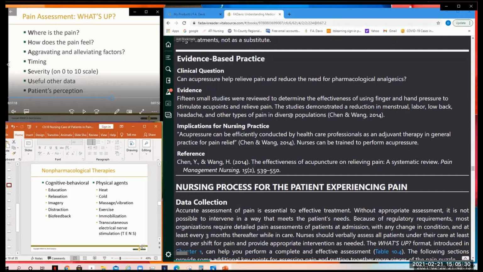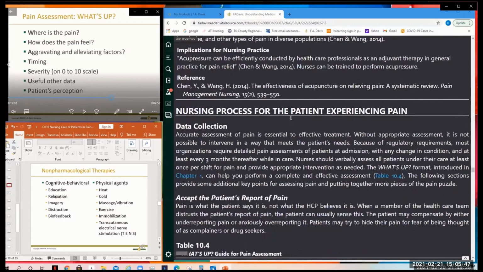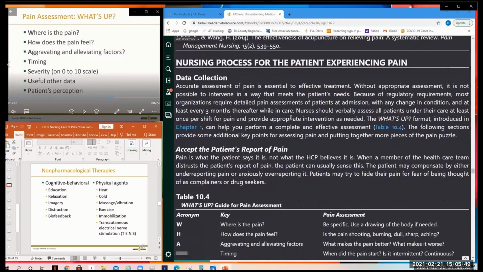Acupressure can be efficiently conducted by healthcare professionals as an adjuvant therapy in general practice for pain relief. Nurses can be trained to perform acupressure. Nursing process for the patient experiencing pain. Data collection. This is on page 132.